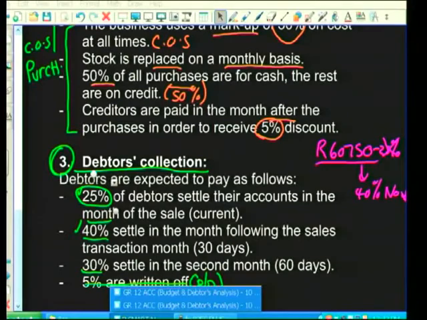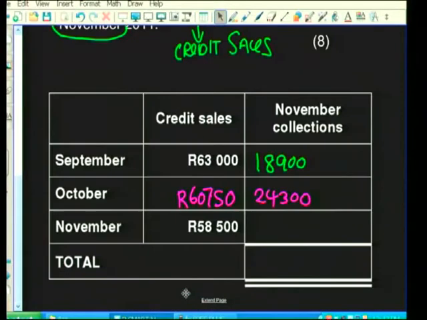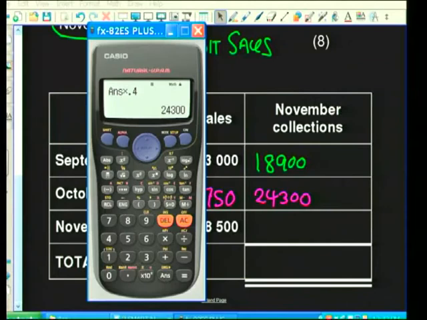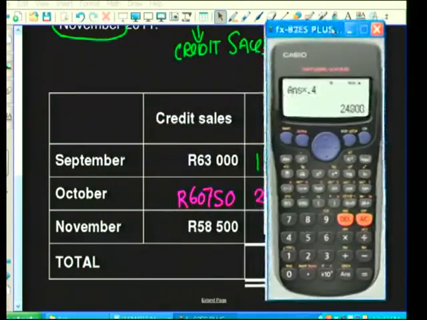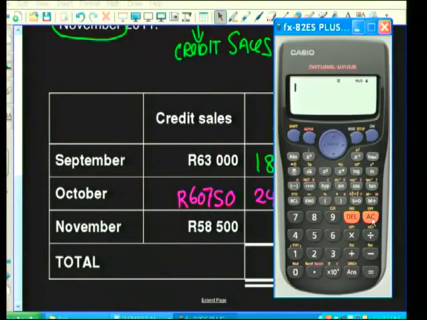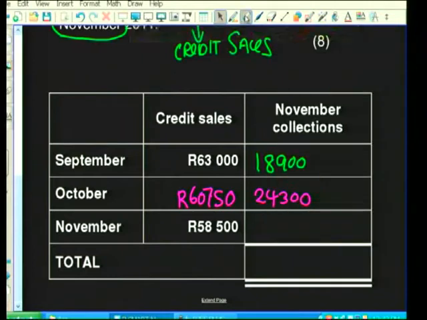So let's go back to our answer sheet. Okay, and let's take out our calculators. So we've got 58,500 times 25%, guys, and we will collect 14,625. So let's just write that in. 14,000, guys, 625, and now I'm ready to simply total.